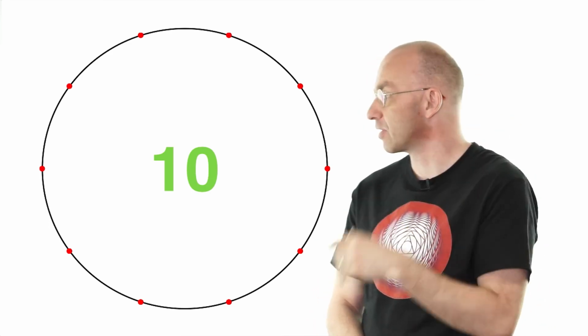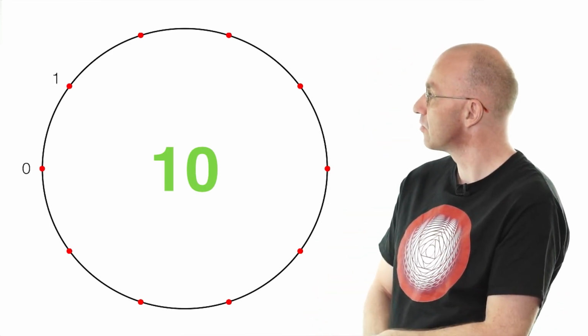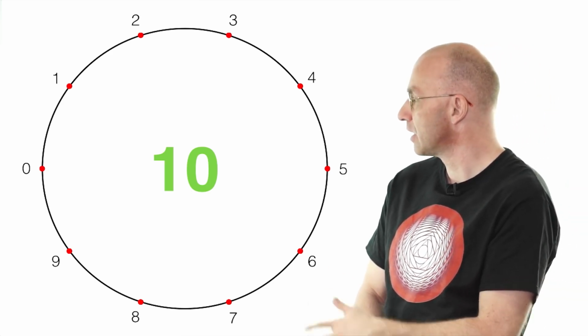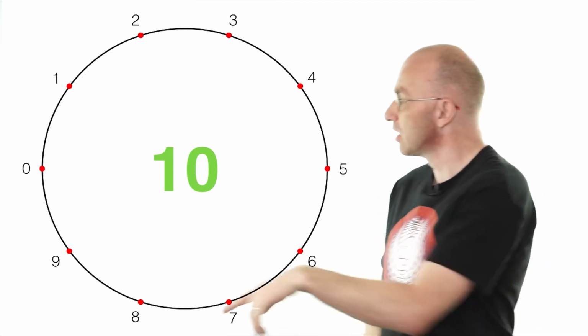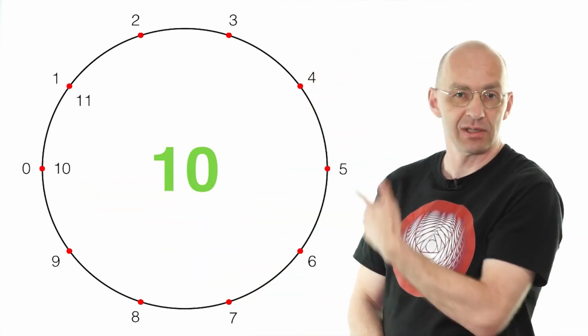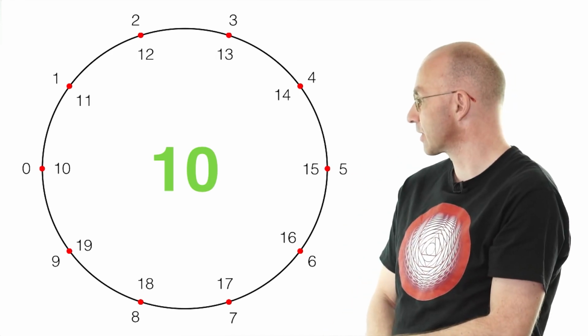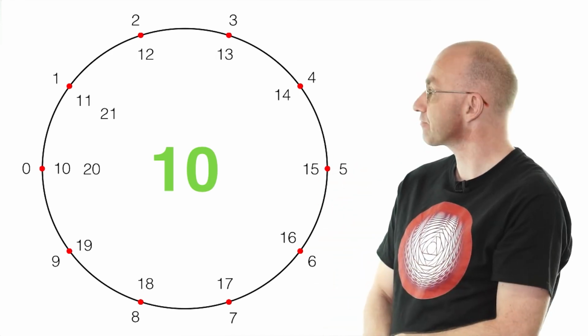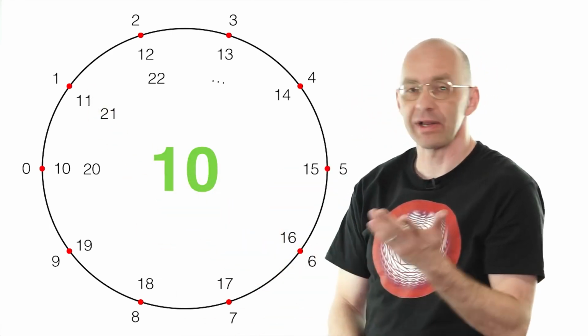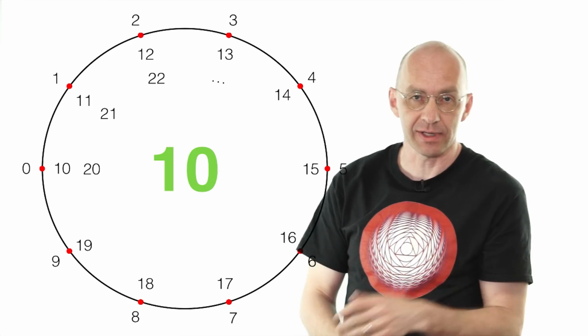1, 2, 3, 4, 5, 6, 7. Okay, let's just go. Actually, we start with 0. 0, 1, 2, 3, 4, 5, 6, 7, 8, 9, and then 10 we also want. So we kind of put that right there again. So that's also 10, that's also 11, 12, 13, 14, 15, and so on, okay? So this guy here stands for 1, 11, 21, 31, and so on, okay?